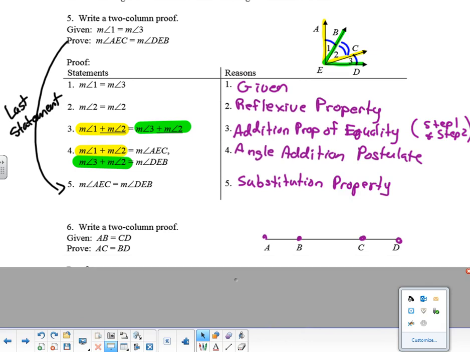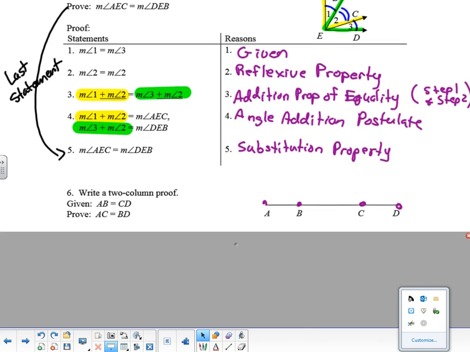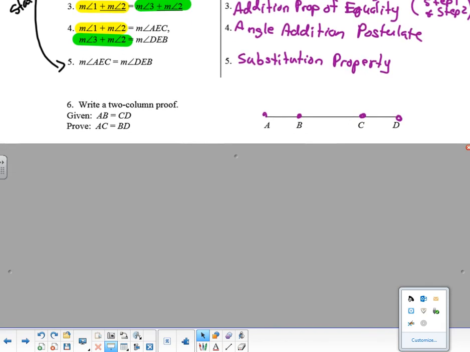Okay, let's look now at this one. Write a 2-column proof. Given AB equals CD. I just put some dots on there; on your paper it doesn't have those. We want to prove that, let's use some highlighter here, that AC, so that would be this segment there, is equal to BD.